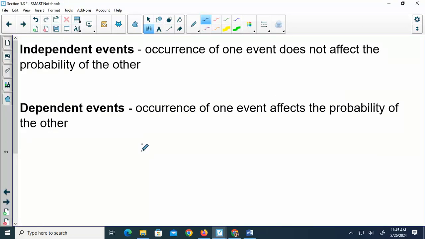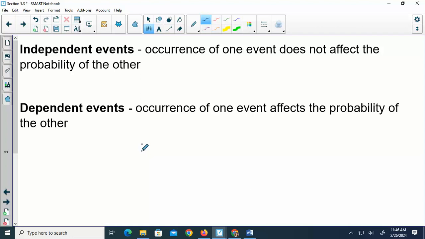So first we have some definitions, independent versus dependent events. Independent means the occurrence of one does not affect the probability of the other, and dependent is the opposite. If one thing occurs, it affects the probability of the second one. So an easy way to think about it, independent. If I'm rolling a dice, if I roll a 2, does that change the probability of getting a 2 the next time I roll it?